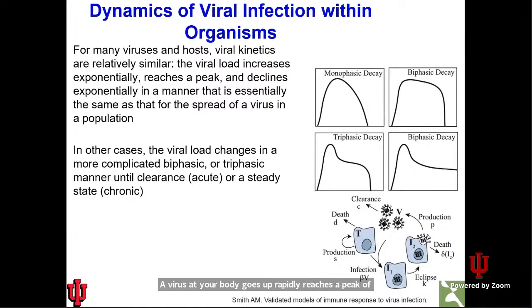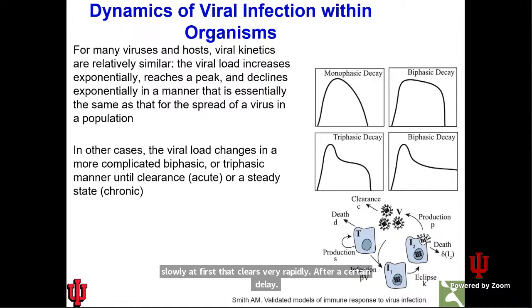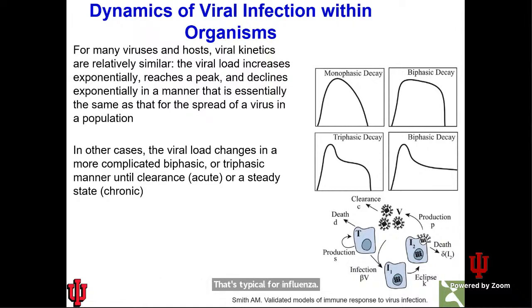Another situation is it goes up very rapidly, then comes down slowly at first, and then clears very rapidly after a certain delay. And that's typical for influenza. The amount of influenza in your body goes up by a factor of 1,000 per day once you're infected with flu. You don't start feeling sick till the end of day 2, which means you've had 48 hours to go around infecting lots of other people.